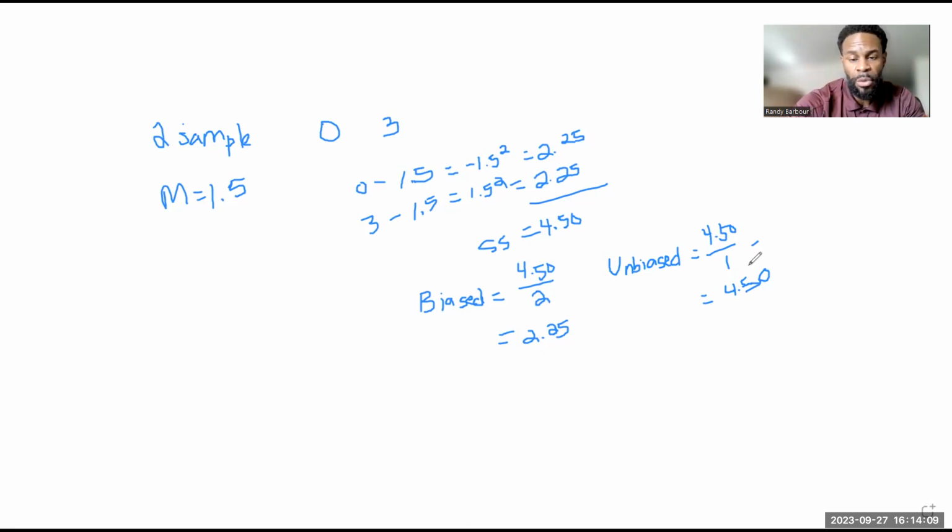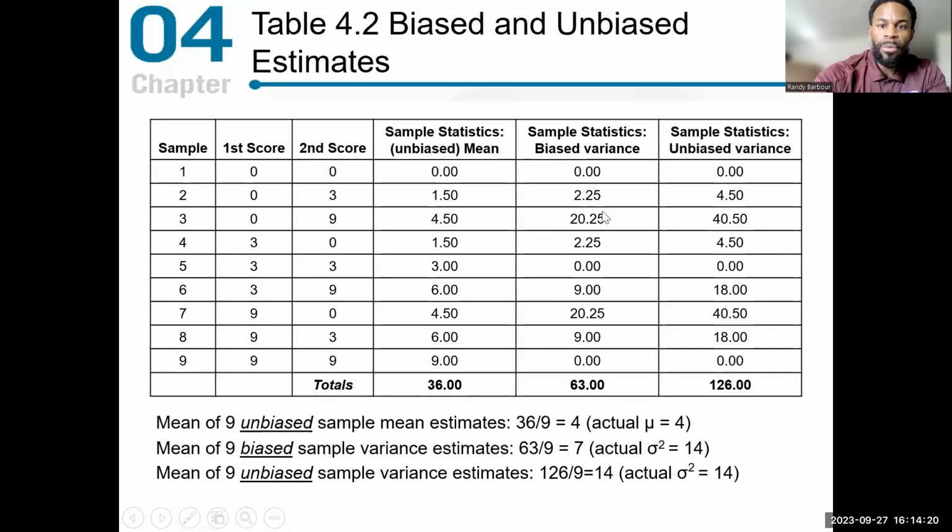We're going to go back to the slide so I can finish explaining that. Just like with this one, we're finding the biased variance and the unbiased variance. As you look at them, you can see that the biased variance is underestimating the variance, versus the unbiased variance, which is not underestimating. We got a total variance of 63 for the biased and a total variance of 126 for the unbiased variance. With a mean of 9, the unbiased sample mean estimates 36 divided by 9 equals 4, which is the actual population mean.